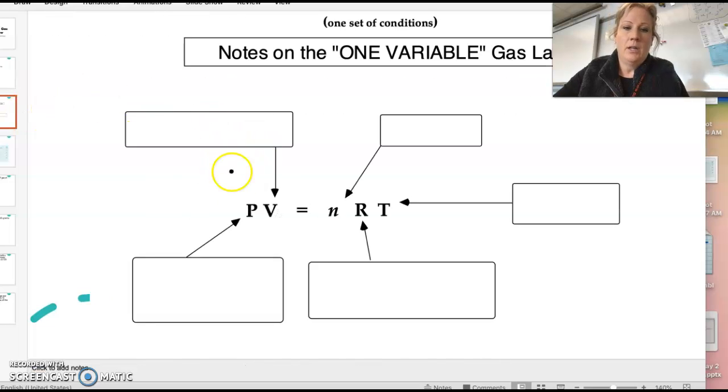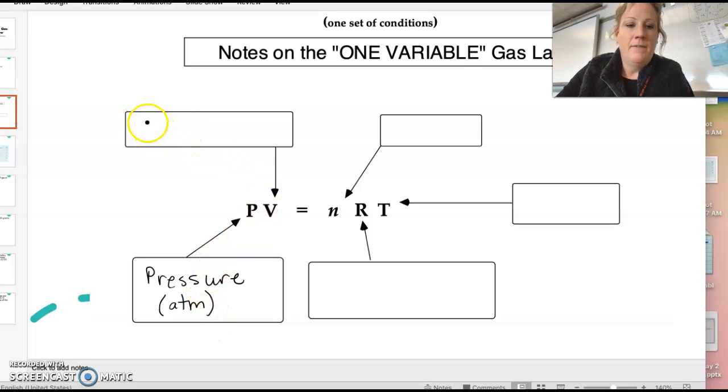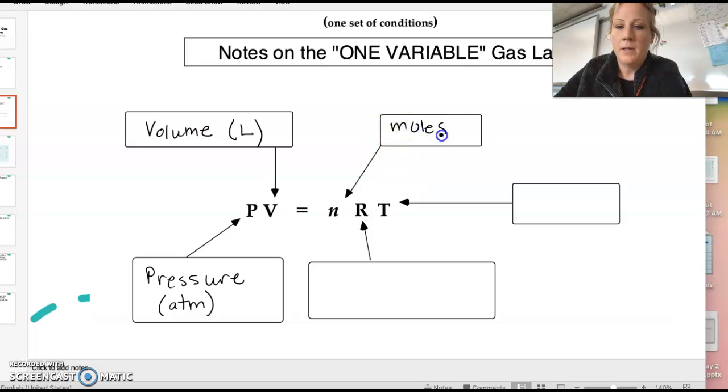So the equation is PV equals nRT. So P is pressure, and I'll show you, but for the most part, we're going to want to have our pressures in atmospheres. I'll explain that more coming up. And the V is for volume, and our volume has to be in liters. N is for mole. T is for temperature, and that has to be in Kelvin.